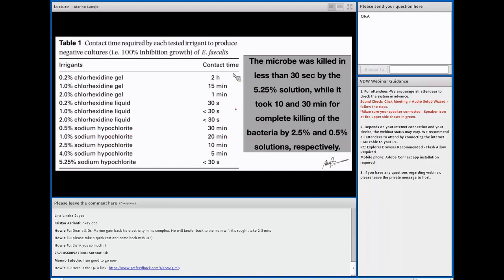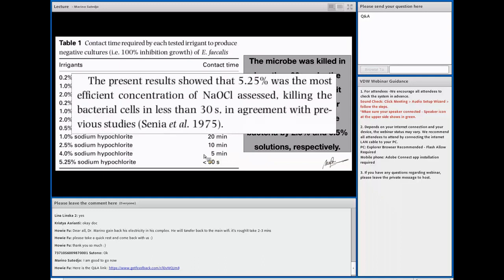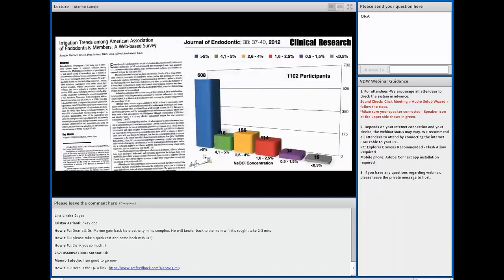contact for 20 minutes to be able to kill all the fecalities inside the root canal systems. But if you use 5% of sodium hypochlorite, you only need less than 30 seconds to clear all the fecalities inside our root canal systems. So this is clear that the higher the concentrations of the sodium hypochlorite, the better the result and the faster itself to digest all the tissue inside the root canal systems.